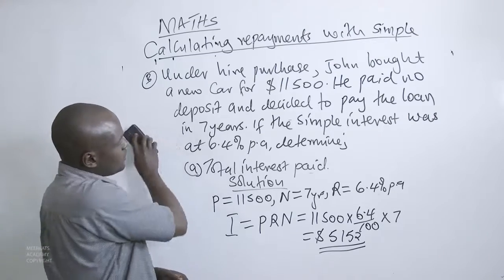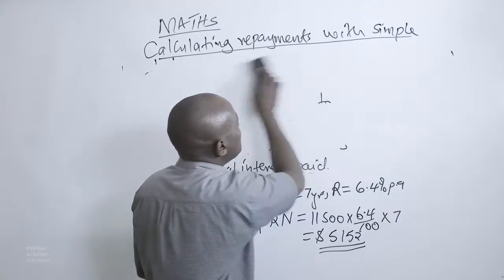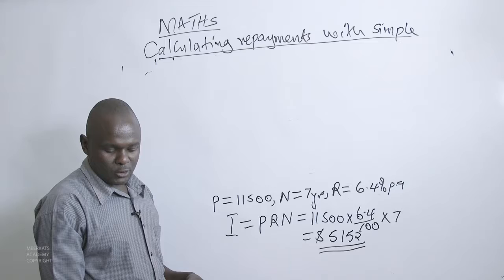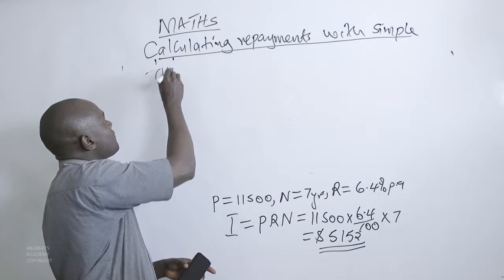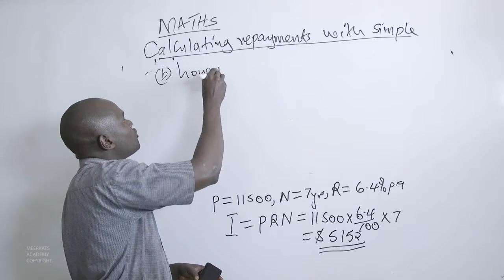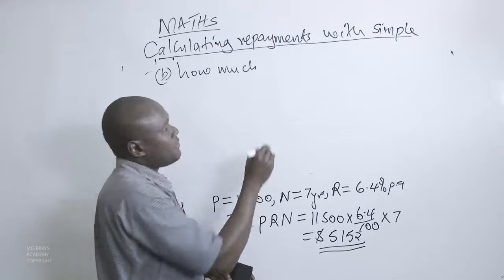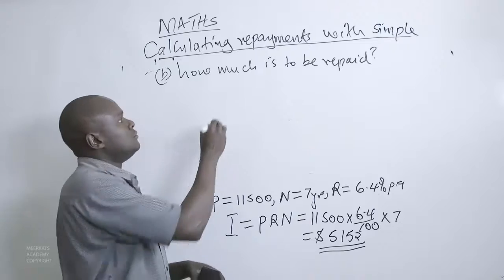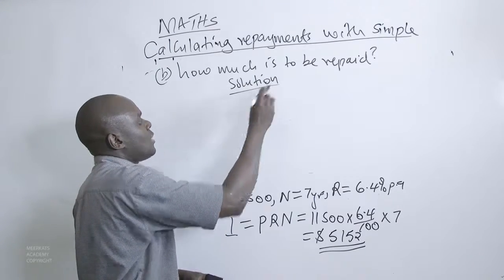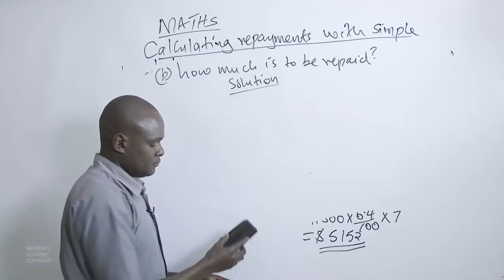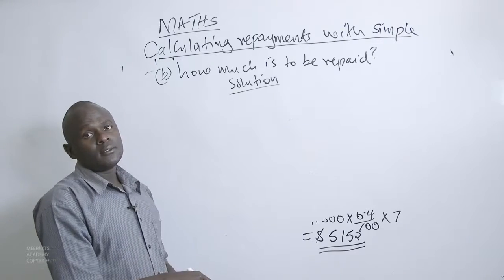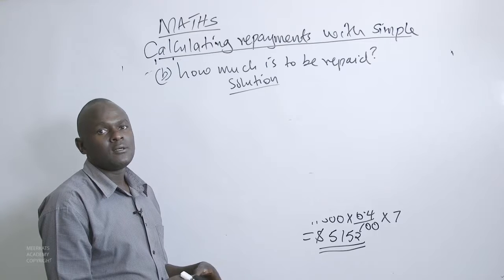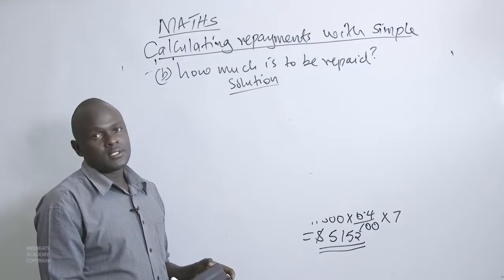The second part of this question is for us to calculate the amount of money that should be repaid. Part B, we are supposed to determine how much is to be repaid. How much is to be repaid? And this amount to be repaid is basically the sum of the principal amount and the interest that have been accrued over the stated period of time.